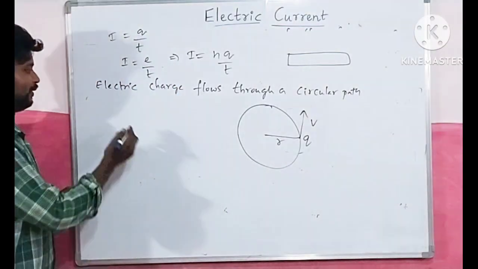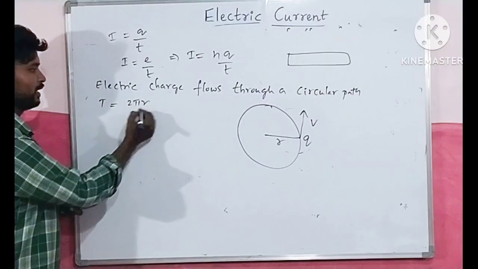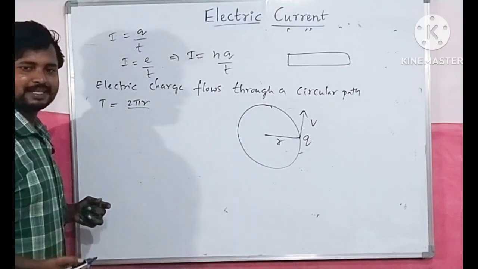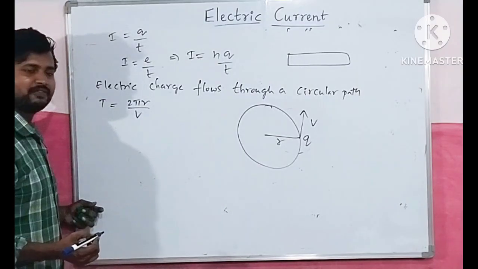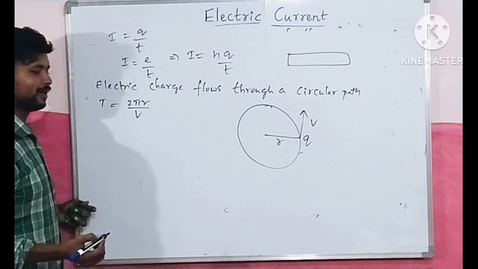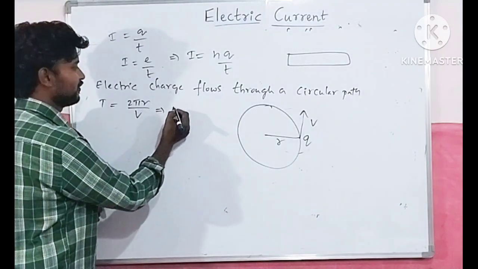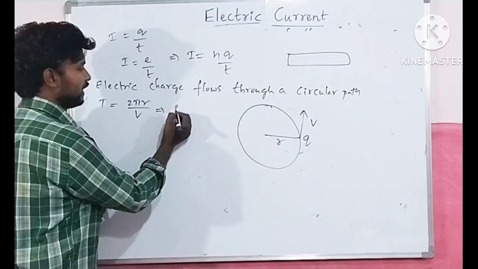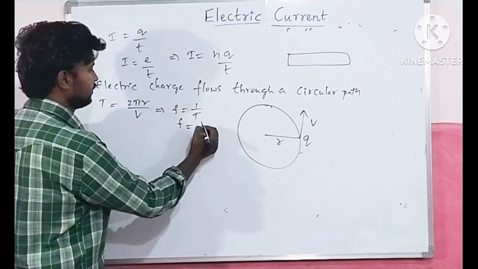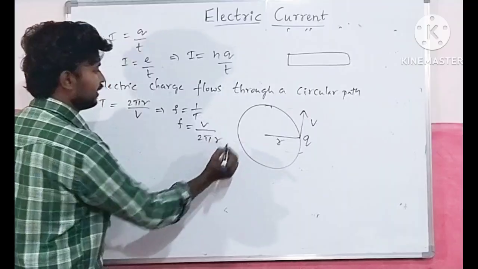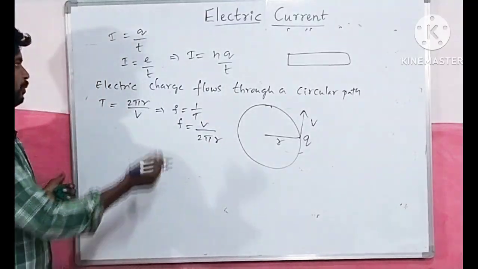So here we know that time period T equals total distance by speed, and the speed is V. Time period T equals 2 pi R by V. Frequency equals 1 by time period, so frequency equals V by 2 pi R. Now put this in the formula.